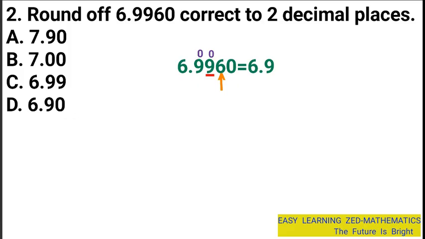So the answer is 7.00 when we round off 6.996 correct to 2 decimal places. Which means our answer here was 7.00, and the answer was B. Okay, let's go to question 3.